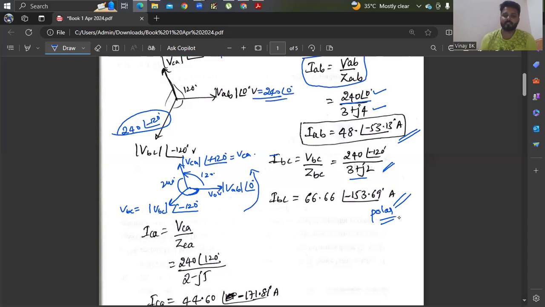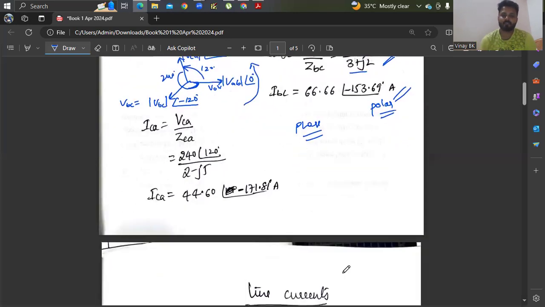Similarly, you can find ICA. These are all phase currents. ICA is VCA divided by ZCA. VCA has a plus 120 degree phase, because VCA leads VAB by 120 degrees, divided by ZCA, which is 2 minus j5. You can get 44.60 at an angle of minus 171.81 amperes.